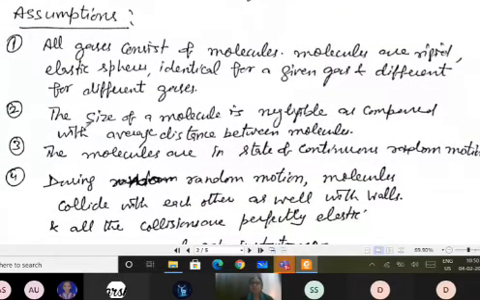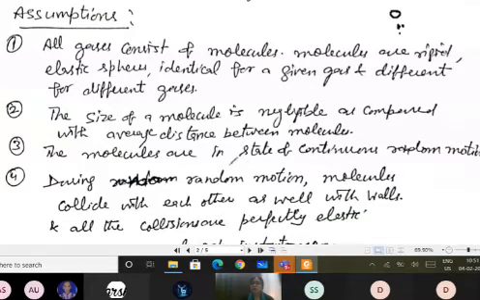The second assumption is that the size of the molecule is negligible as compared with the average distance between the molecules. So we are saying they are elastic spheres, but the size is just like a point size, because the molecules are very close. And we are saying that the size of this molecule is even smaller, or negligible, as compared to the distance between the two molecules. So that is to be noted.